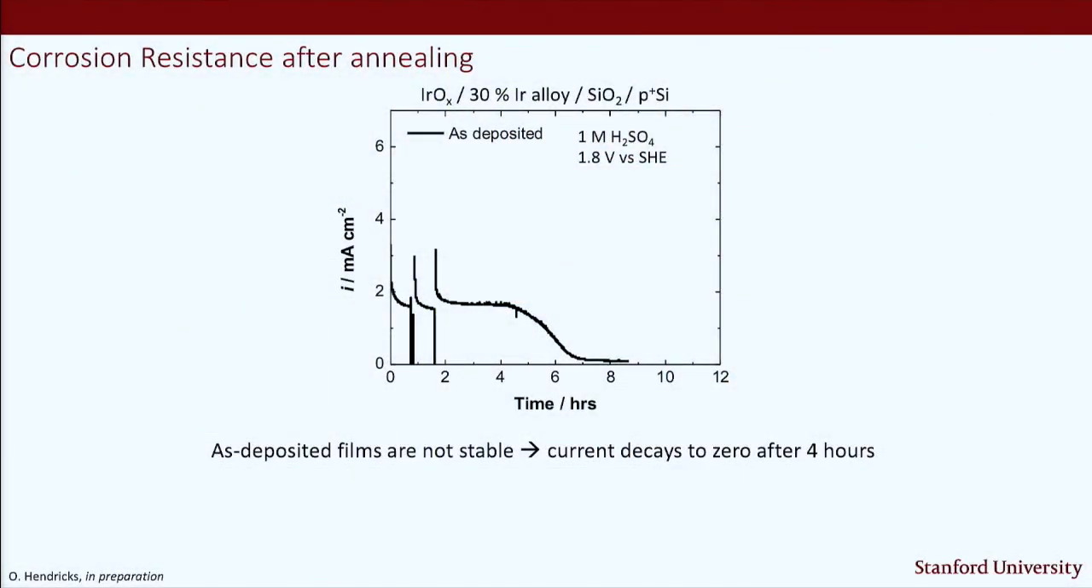Okay, so the last point is their corrosion resistance. And this was also a challenging thing to work on as well. What we do to assess corrosion resistance is we measure water oxidation current as a function of time. And what you see for this sample, which is iridium oxide on a 30% alloy, is that the current starts to decay at around 4 hours. That's also not great, right? We need these things to last days, weeks, months, ultimately years. And so 4 hours is just not going to cut it.